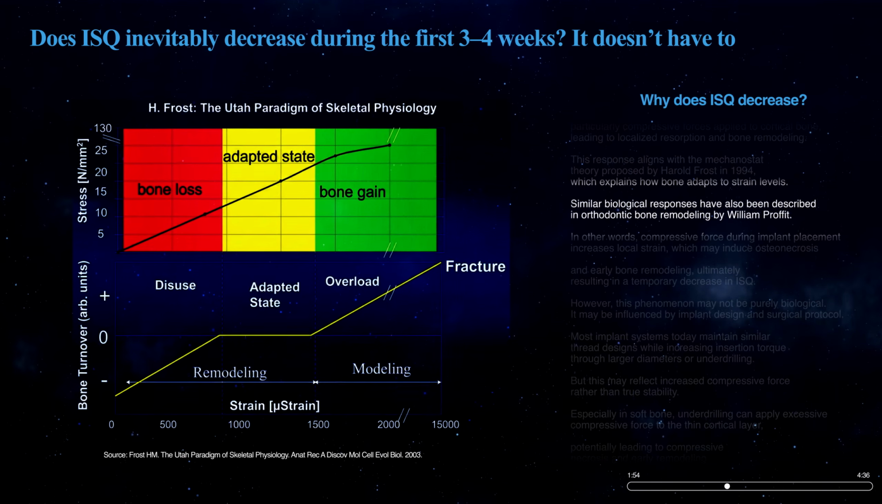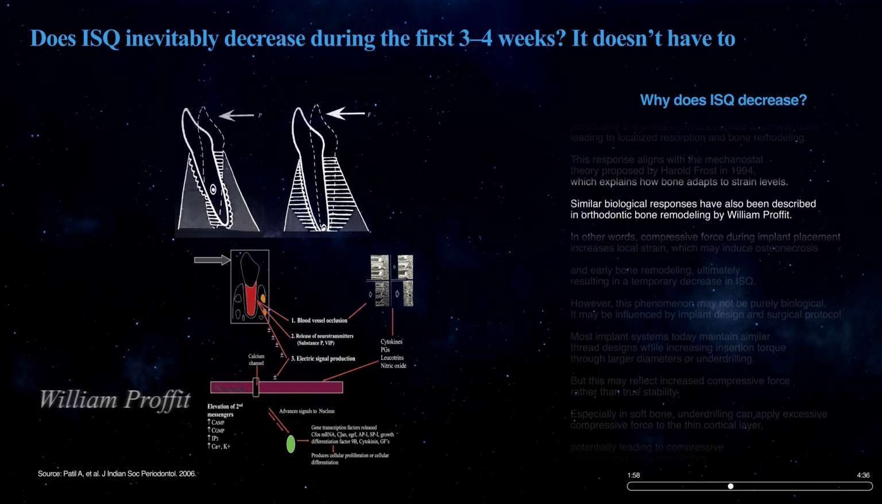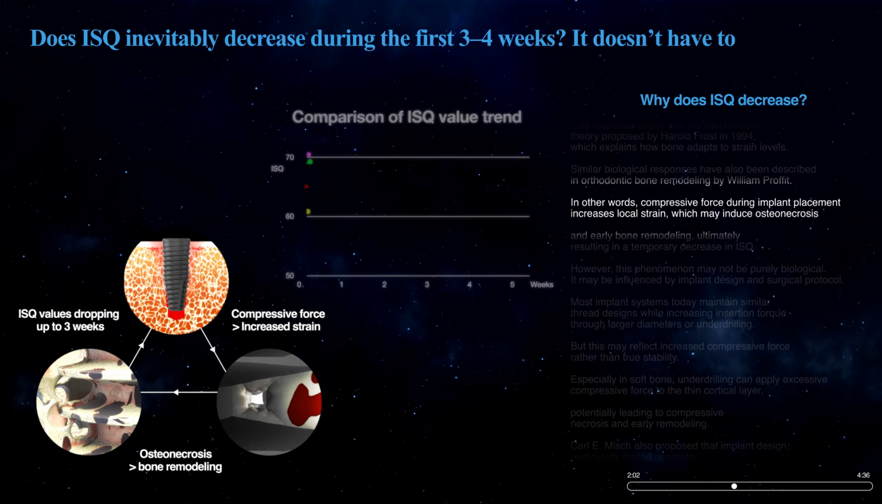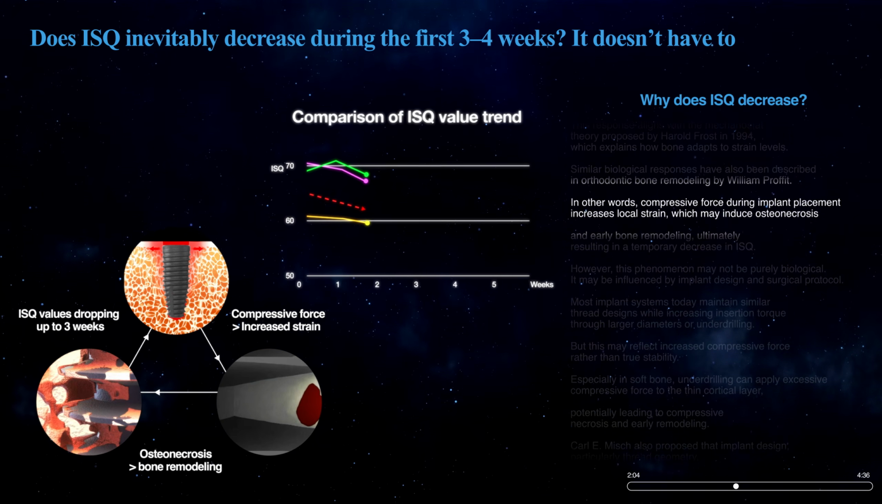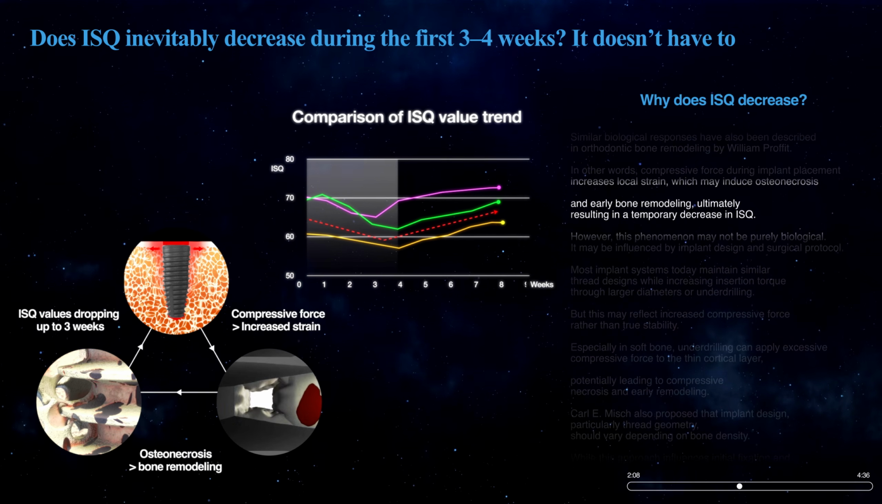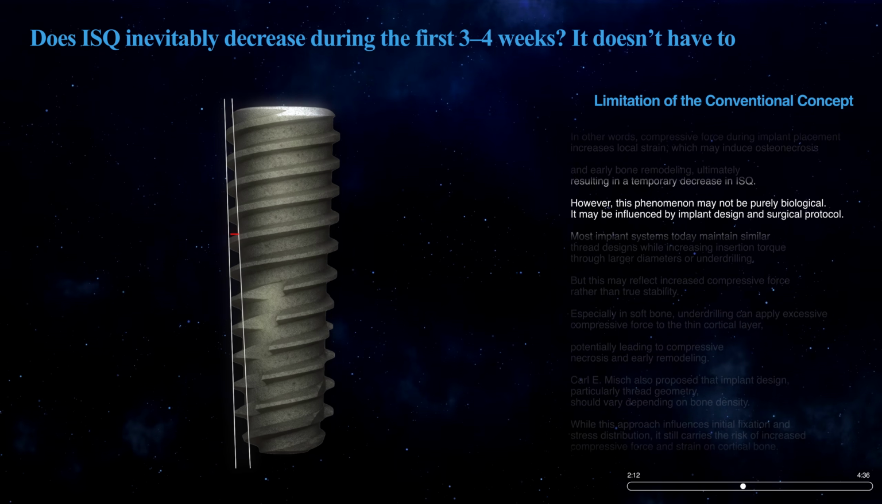Similar biological responses have also been described in orthodontic bone remodeling by William Proffit. In other words, compressive force during implant placement increases local strain, which may induce osteonecrosis and early bone remodeling, ultimately resulting in a temporary decrease in ISQ. However, this phenomenon may not be purely biological.